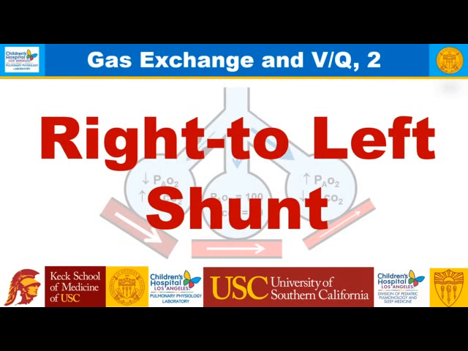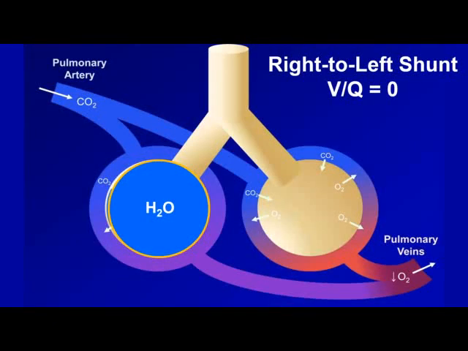Let's consider 2 extremes of gas exchange abnormalities. So right to left shunt is actually a VQ ratio of 0. We have areas of lung that are perfused but not ventilated, filled with water, pulmonary edema, infected material, whatever. Okay, so VQ ratio of 0, right to left shunt, meaning that blood travels from the right side of the heart to the left side of the heart without coming into contact with the gas exchange surface.